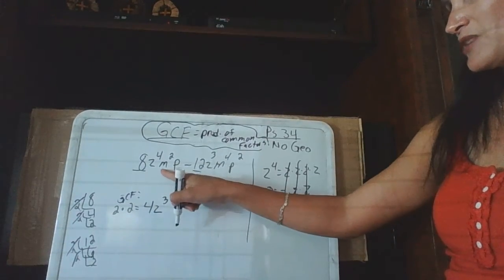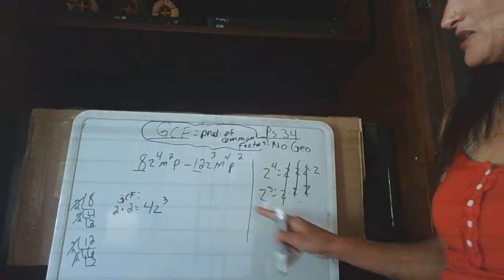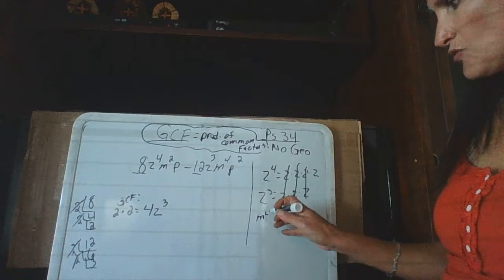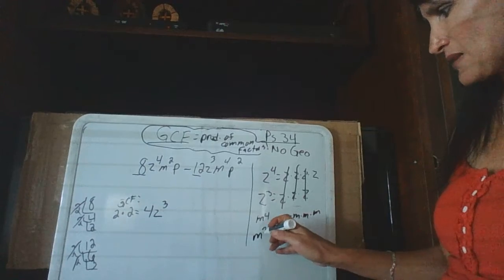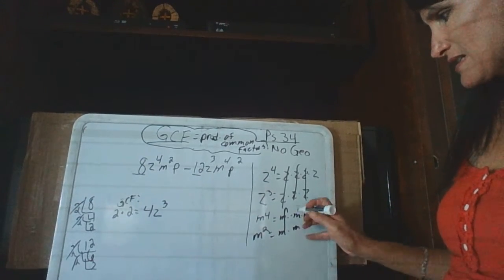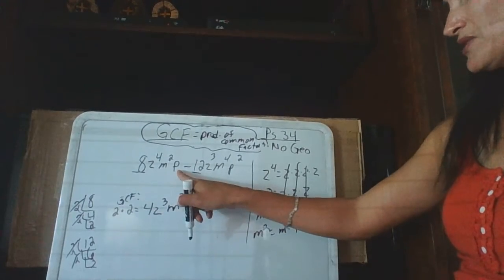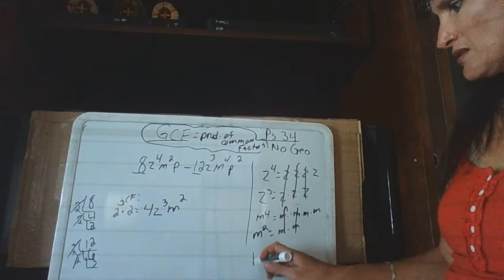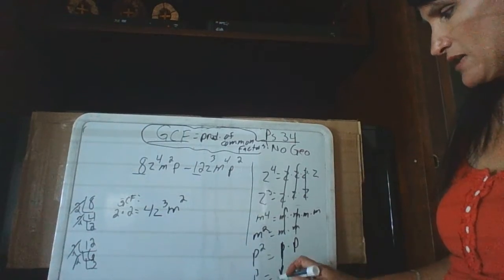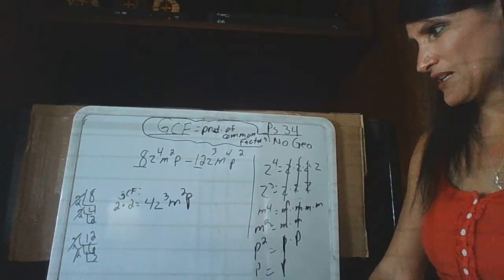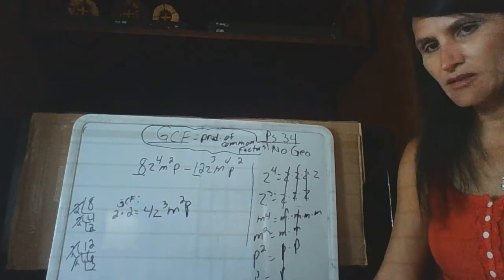Now, if I were to do that with each letter, m squared and m to the 4th, I'm going to see that they have 2 m's in common. You could do it the same way. You could do m to the 4th equals m times m times m times m. And then you could say m squared is m times m. And I could see that they have 2 m's in common. So it would be m squared. If I do that with the p's, I'm going to see that they have p squared, and p equals p times p equals p. They have 1 p in common. So p. So the answer would be 4z to the 3rd, m squared, p.